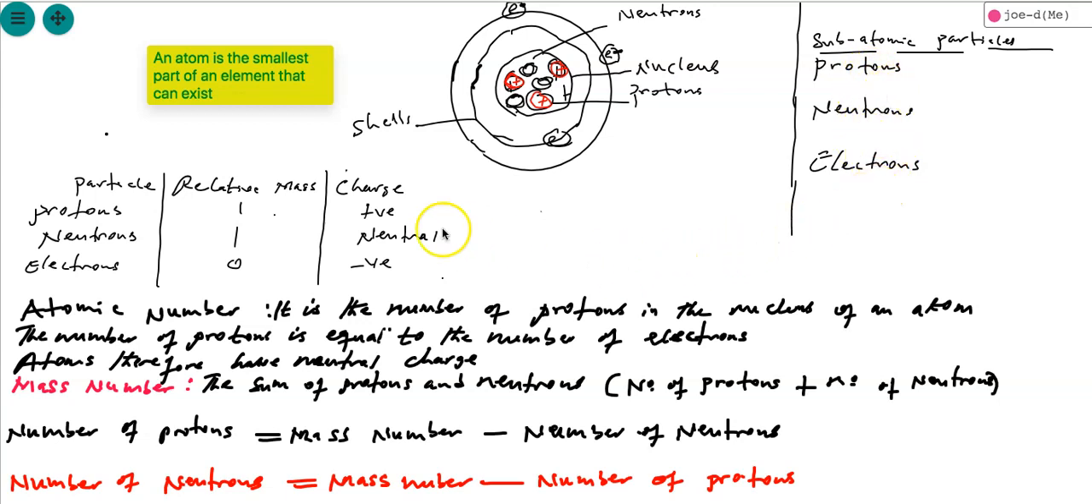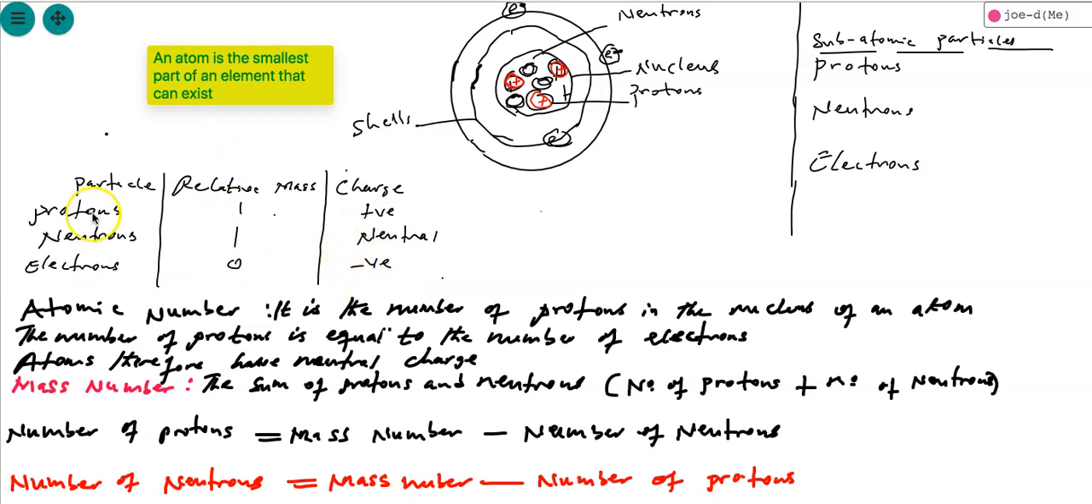particles. So let's go ahead and summarize that in this table. So here we go, our particles: protons, neutrons, and electrons, and their relative mass and charges. Protons have a relative mass of 1, and the charge of a proton is positive. Now, a neutron has a relative mass of 1, and a neutron is neutral. It doesn't have any charge. And electrons have a mass of 0, and electrons are negatively charged.